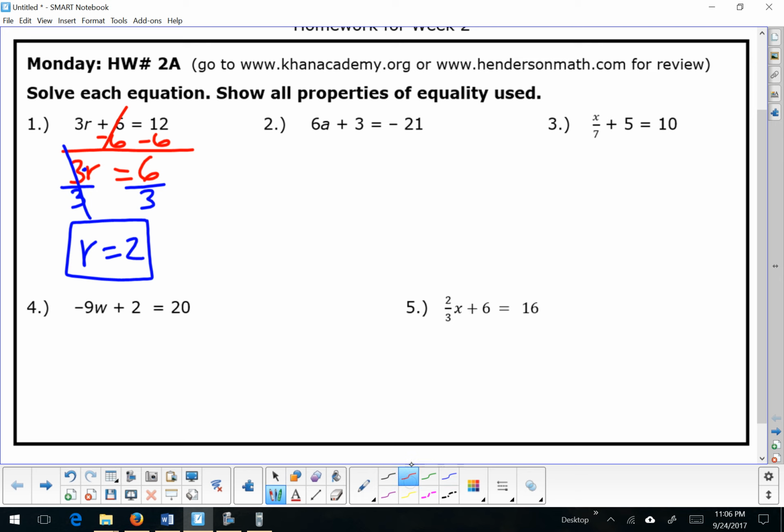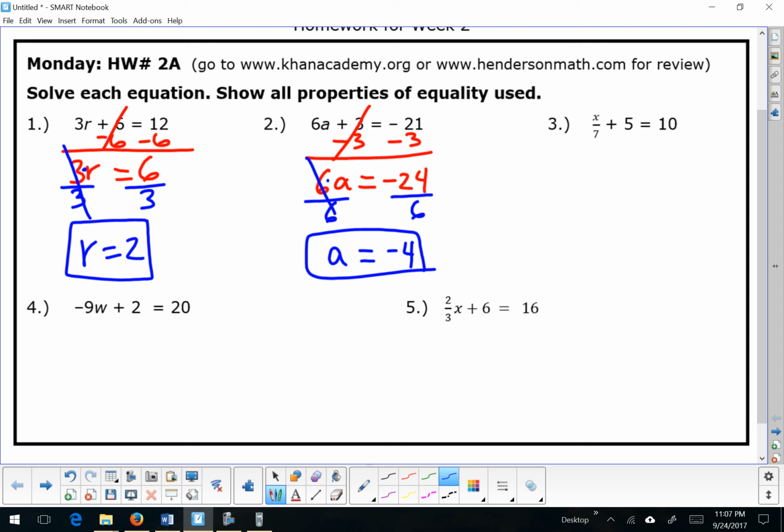Alright, so let's try this again with a negative number. So locate my variable, write the opposite of my constant, cancel out my inverses, and rewrite my question. Negative 21 and negative 3 makes negative 24, right? Same signs, add together. So now my coefficient here is multiplied by 6, so the inverses divide by 6. And that gives me a negative 4.